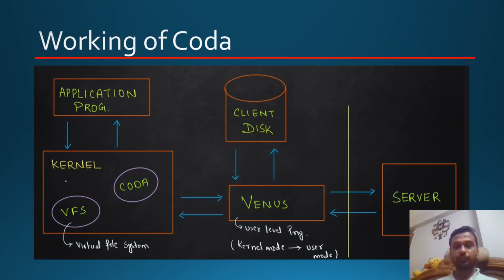Working of Coda. Here is the image where the application program communicates with the kernel. The kernel will communicate with Venus. Venus communicates with the client disk, server, and kernel, all three.